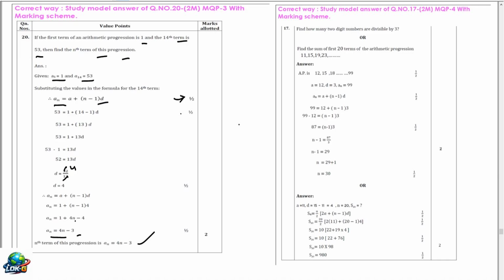For solving substitution and finding d, you will get half mark. Writing an correctly, you will get a half mark. Like this, you will get 2 marks.